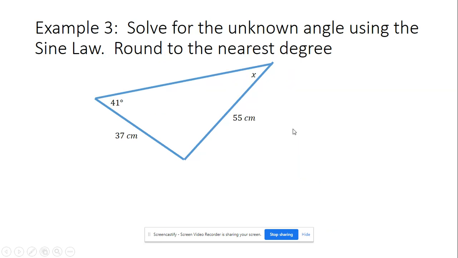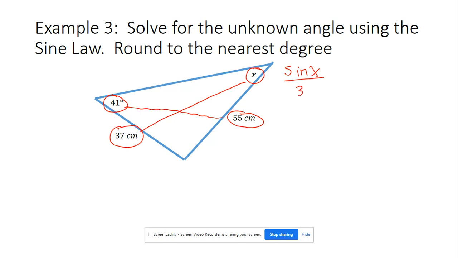Okay, example 3. Similar, except now we're solving for an unknown angle. If you have an unknown angle, we're going to set up the same way that we did before. This angle is 41 degrees, and we know this side is 55 centimeters. Here is barbell number 1. I circle x, circle 37, connect those. There's barbell number 2. So we get sine x over 37 equals sine 41 over 55.